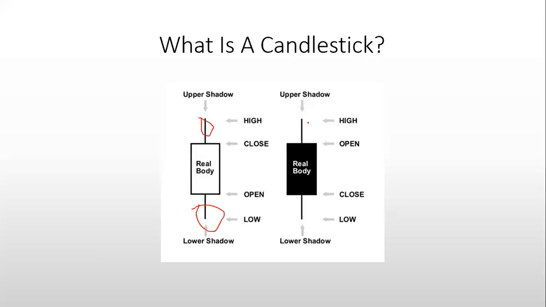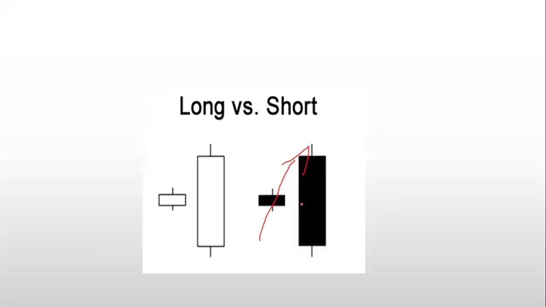The shadows represent the pressure at which the buyers and sellers are fighting in the market. It's a form of fight. So let's move on. Now we have something called the long or short candle.